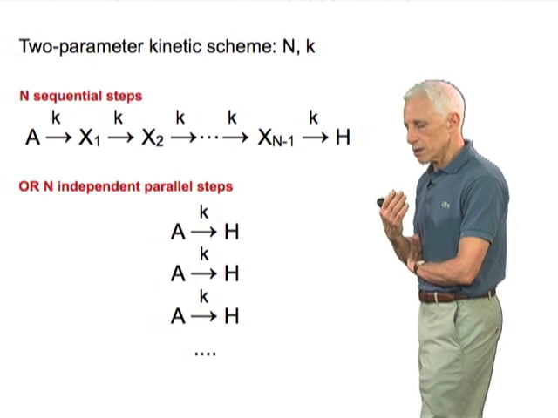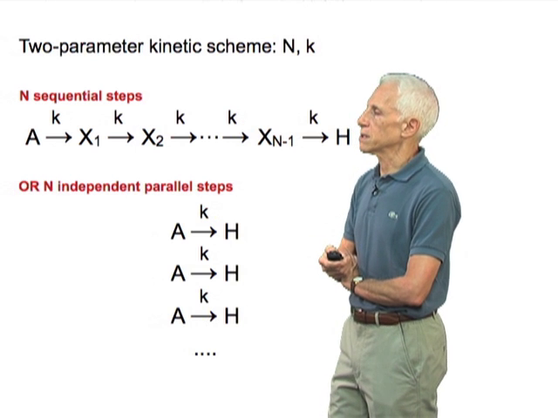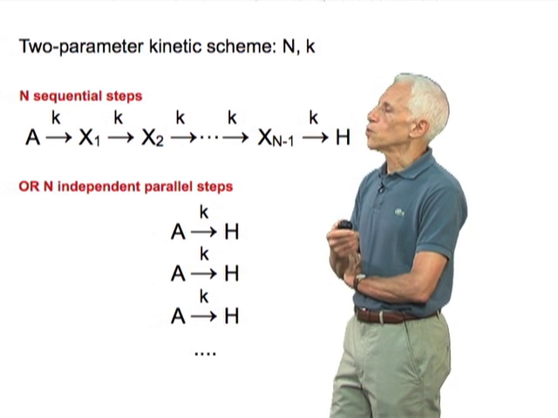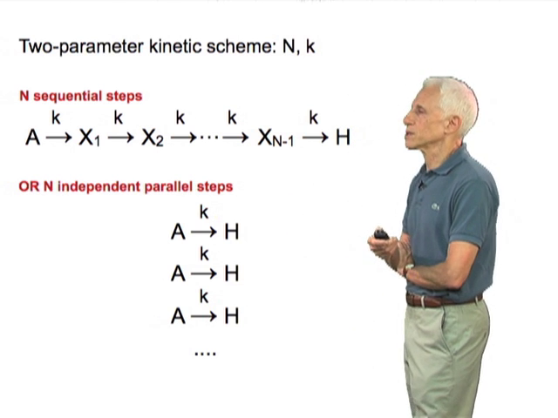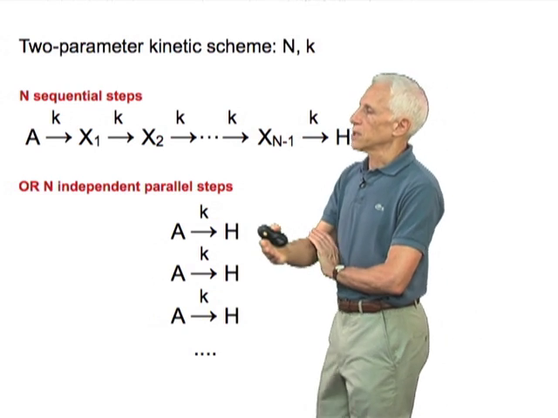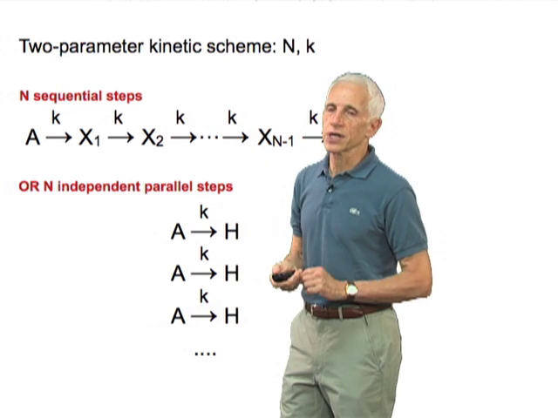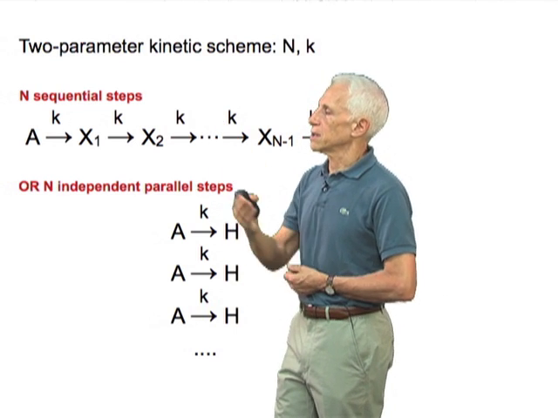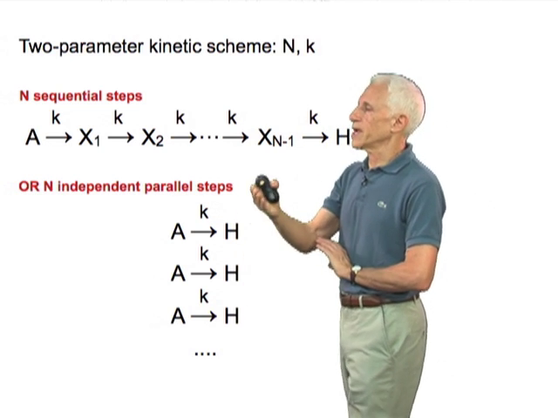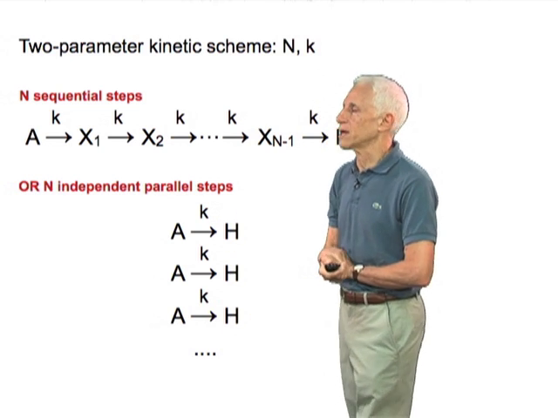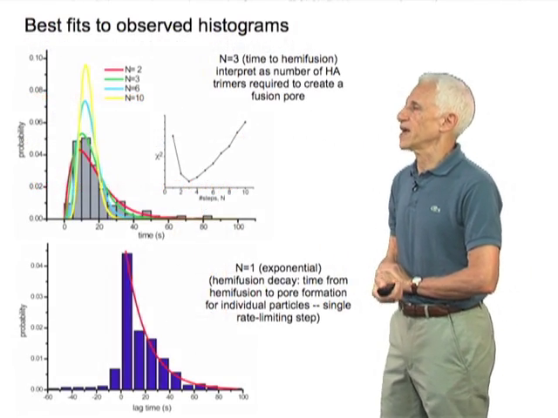So to fit the kinetics of the hemifusion event, we chose a relatively simple kinetic scheme with two parameters, in which there might be n sequential steps, each with a similar rate constant k, or independent parallel steps. And they turn out, under suitable conditions, to have essentially the same sort of functional behavior.